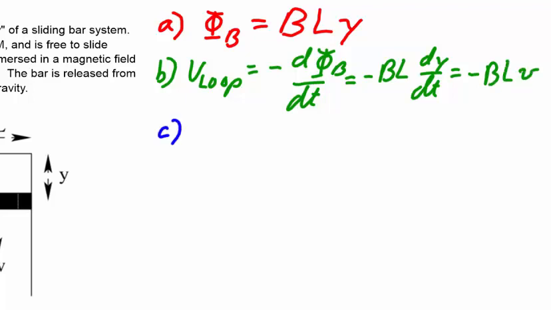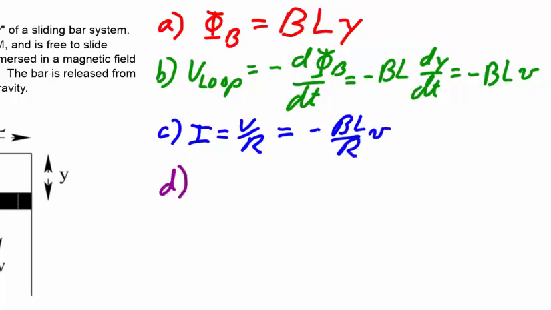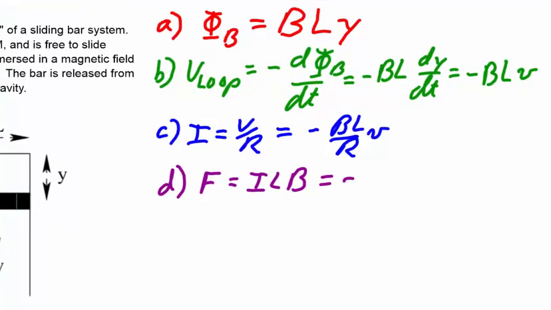Ohm's law tells us that there will be a current induced in any loop that experiences a voltage, and so using the voltage from the previous step, we find that the current induced in the loop is BL over R times the velocity at which the bar is falling. Any length of current, as an example our bar, that exists in a magnetic field will experience a magnetic force equal to ILB, and using the expression for I from the previous step, we'll find negative B squared L squared over R times the velocity as the value of the magnetic force.